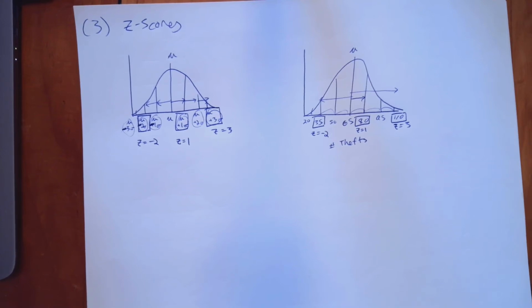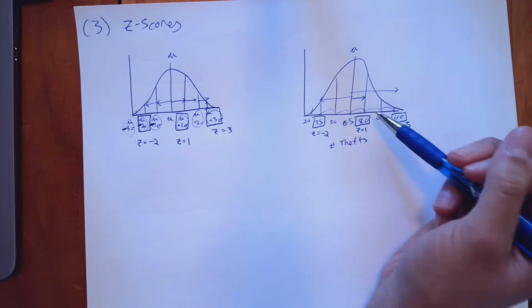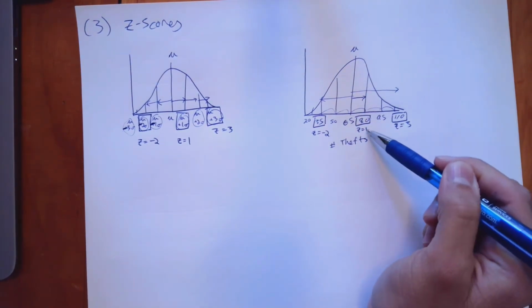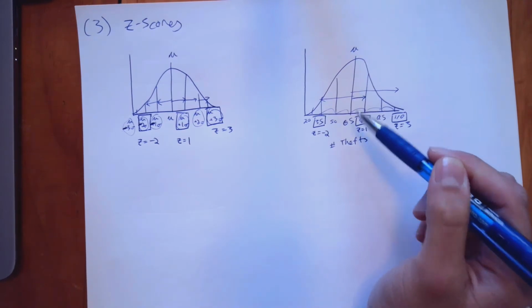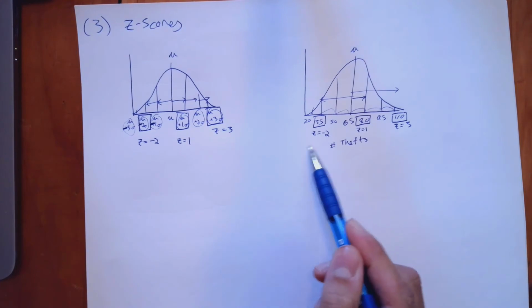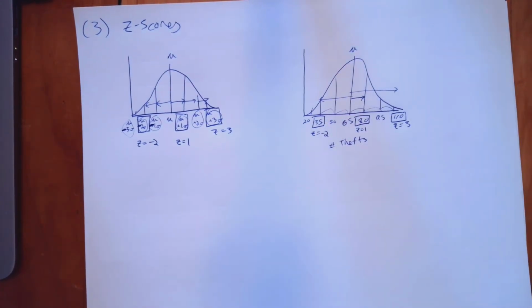And again, what the z-score tells you is that for 80 thefts, you are 1 standard deviation away from the mean. So you have moved 1 standard deviation away from the mean in the positive direction. For 35 thefts, you have a z-score of -2, and that tells you that you are 2 standard deviations away from the mean in the negative direction.